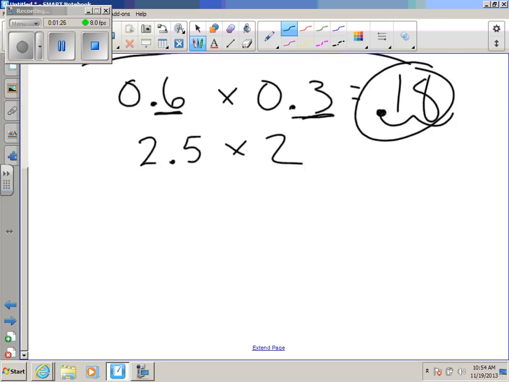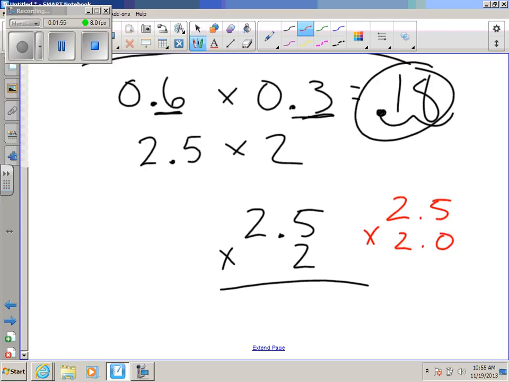2.5 times 2, you may have to set them up as such. Now, when you multiply decimals in this way, you do not have to line up the decimal, because we're going to be counting the decimal places when it's all said and done anyway. Technically, if we were going to line up the decimals, which we do when? We line up the decimals when we add or subtract. We don't need to line them up when we multiply or divide.